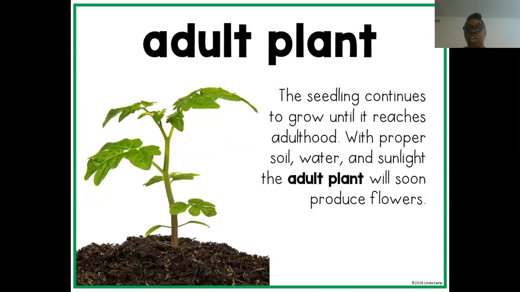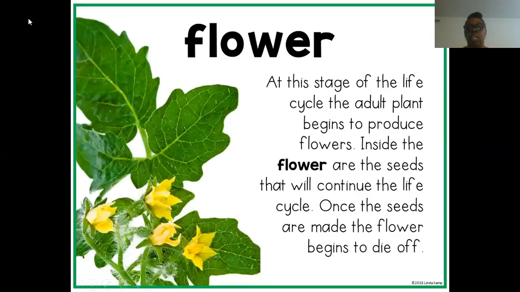Then it becomes an adult plant. The seedling continues to grow until it reaches adulthood. With proper soil, water, and sunlight, the adult plant will soon produce flowers. And then here's the flower. Inside the flower are the seeds that will continue the life cycle. Once the seeds are made, the flowers begin to die off. So once the seeds start to grow, then the flowers fall off.